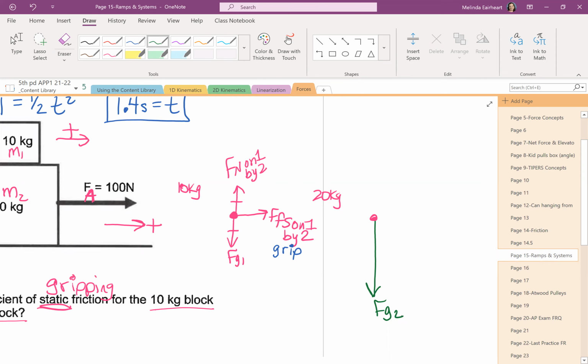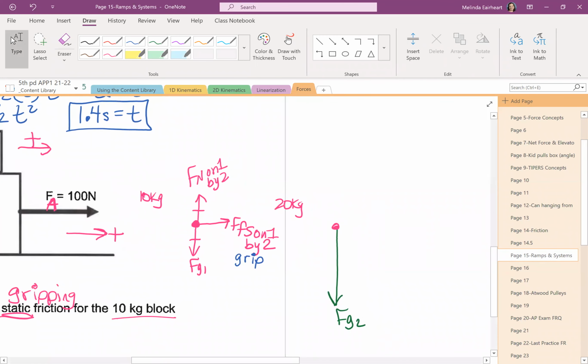What else is acting on block 2? A normal force due to the floor, right? And so it's the one in contact with the floor. And so it's going to be exerted what direction? Up. How big do I draw it? It's actually not going to be equal to gravity. And this is part of the challenge. I'm going to draw it bigger than the gravitational force. Don't worry, we'll get there. So Fn on block 2 by the floor.